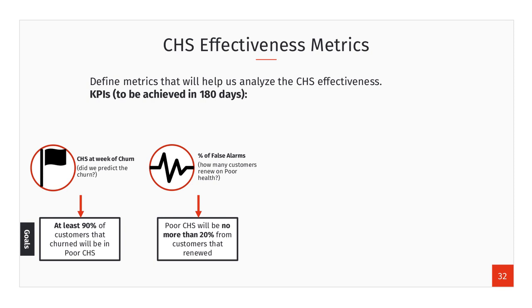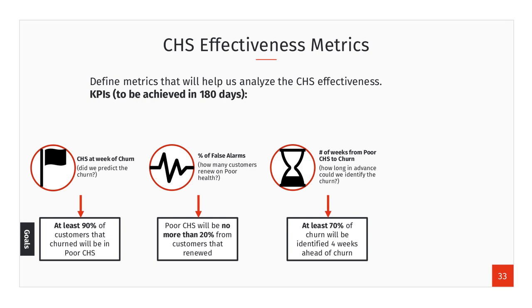The third KPI, I call it number of weeks from poor to churn. This KPI helps us to understand how long in advance we could predict the churn. So for the second version of our customer health model, we want at least 70% of churn to be identified 4 weeks ahead of churn. So we want, for 70% of our customers that eventually chose to churn, to have the ability to try to save them at least 1 month ahead.